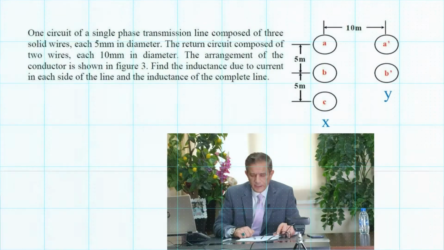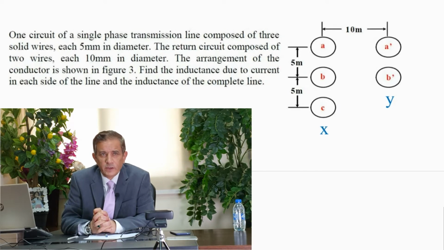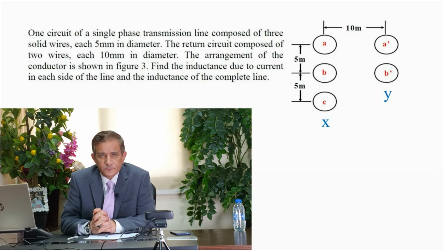Now here is another example. Another example showing us one circuit of a single phase, again single phase. A transmission line composed of 3 solid wires, each 5 mm in diameter. The return circuit is composed of 2 wires, each 10 mm in diameter. The arrangement of the conductors is shown in the figure. Find the inductance due to current in each side of the line and the inductance of the complete line.